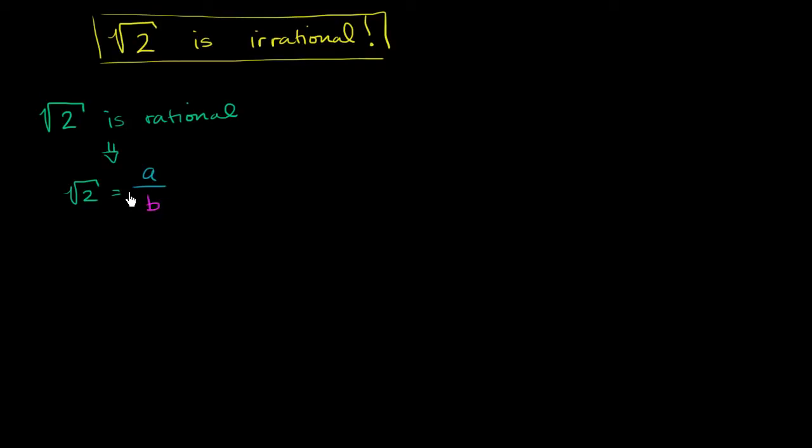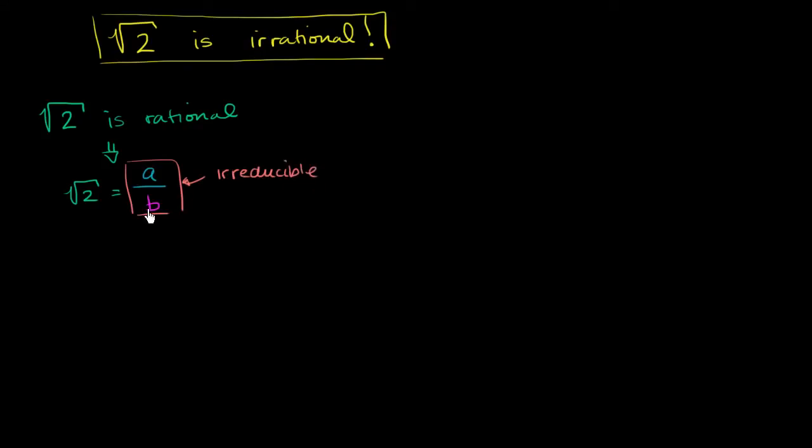Or another way of saying is that we can write this as a ratio of two integers where this is irreducible, where these no longer share any factors. If you can write anything as the ratio of two integers, then you can obviously simplify it further, factor out any common factors to get it to a point where it is irreducible. So I'm going to assume that my a and b, that this fraction right over here is irreducible. And this is important for setting up our contradiction.